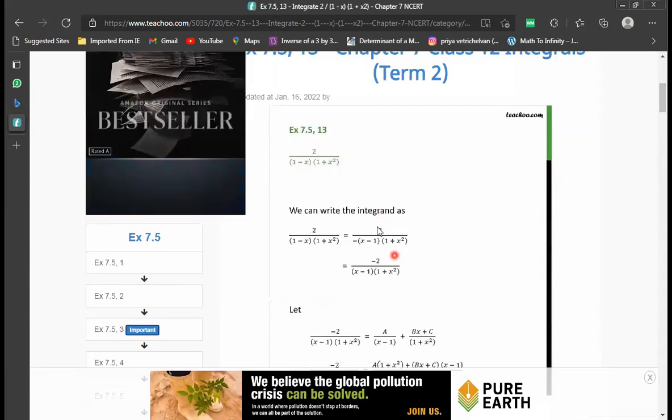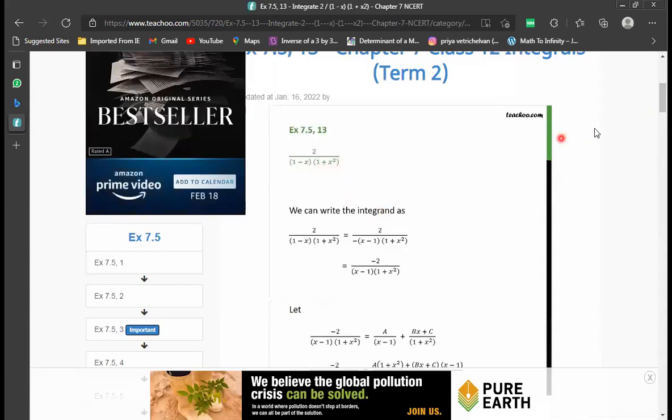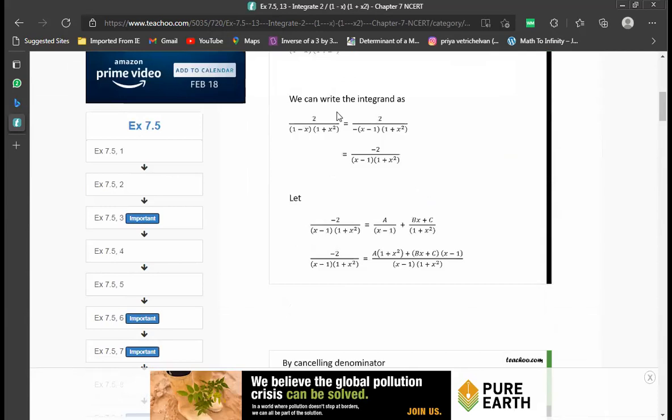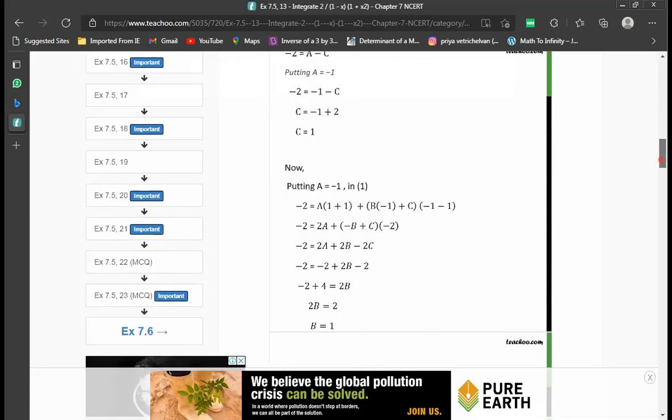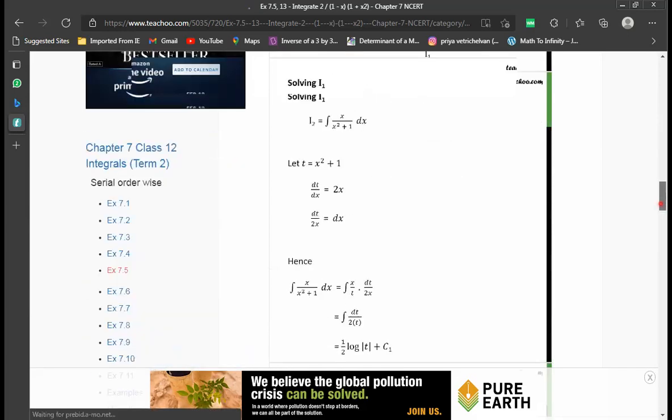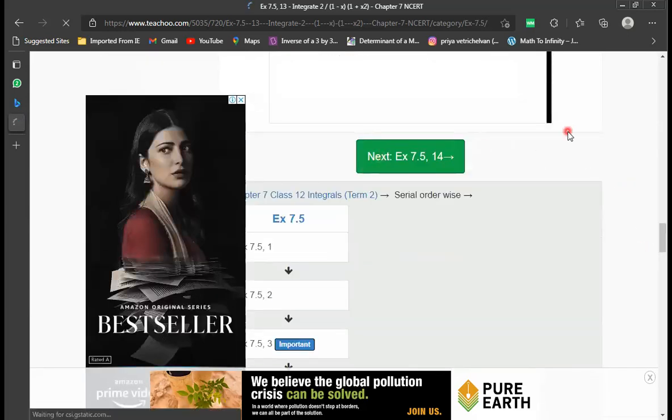And this is also very simple. I told you already, if you notice any quadratic equation in the denominator, you have to write an expression in the numerator. For x minus 1, it's just a constant, so you can simply write a variable. For 1 plus x square, you have to write an expression in the numerator: two constants with one variable, bx plus c. And after that, again LCM, cancelling the denominator, substituting the values of x, finding the values of a, b, and c, and then integration. Same story.